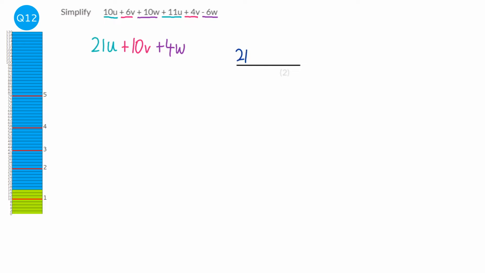But we can't add a u term to a v term to a w term. So we have to just leave them be. So our answer is 21u plus 10v plus 4w. But we can multiply them, we just can't add or subtract them.